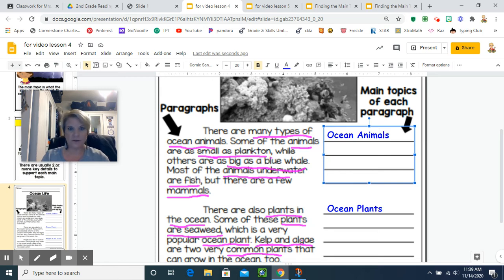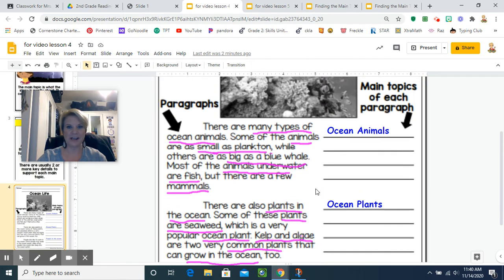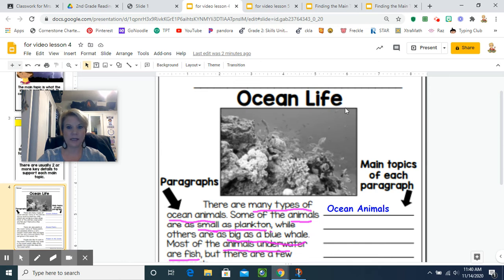Now, I want to show you a little hint to help you find the main topic from now on. This is just a little hint. It does not mean that you can look at a story and automatically know the main topic without reading it. No, you still have to read your stories and passages. But take a look at my title. What is the title of my story here? My story is called Ocean Life.